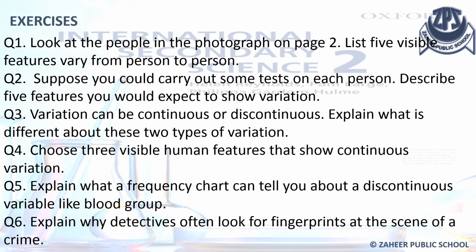On a frequency chart, the height of each bar shows the number of people in each category. And the sixth one, explain why detectives often look for fingerprints at the scene of a crime. You know that the fingerprint is a unique difference because everyone's fingerprint has a unique pattern of lines. So a fingerprint can be used to identify the criminals.